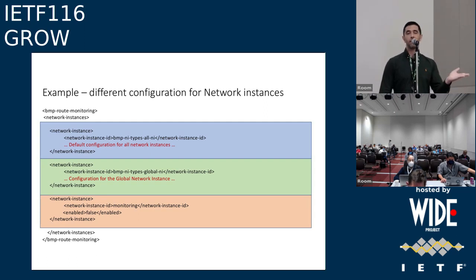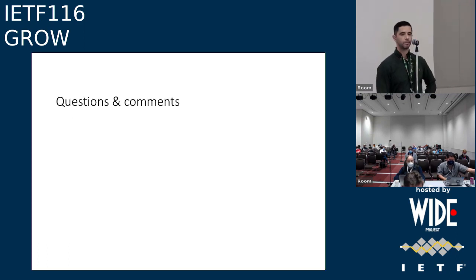Here in blue, you see a default configuration that you apply to all network instances that do not have a specific configuration. In the green one, you are providing a specific configuration for the global network instance. And let's say you have a monitoring network instance that you don't want to get BMP data from. So here you are disabling it. This is more or less how the model works. And we can discuss whether that's the best way or not in future discussions. That's it. Next one, please.